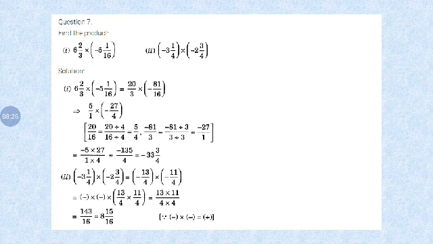Find the product 6 2 by 3 into minus 5 1 by 16. Okay, the mixed fraction is converted into an improper fraction. 6 3s are 18. 18 plus 2 is 20. 20 by 3. Next one, 16 5s are 80. 80 plus 1 is 81, minus 81 by 16.